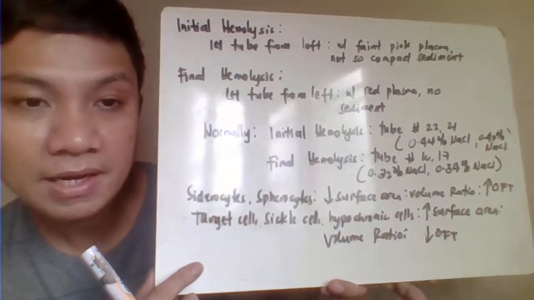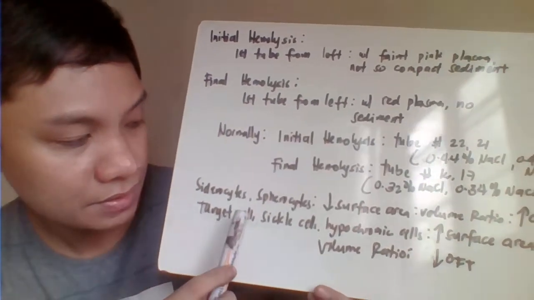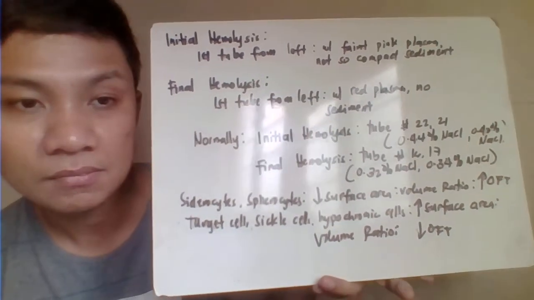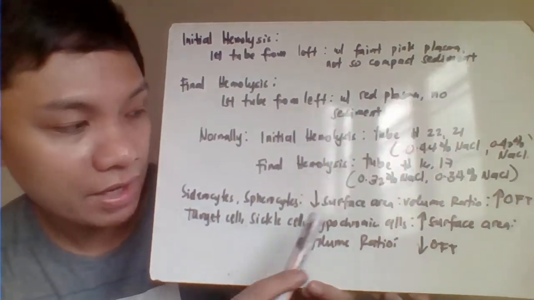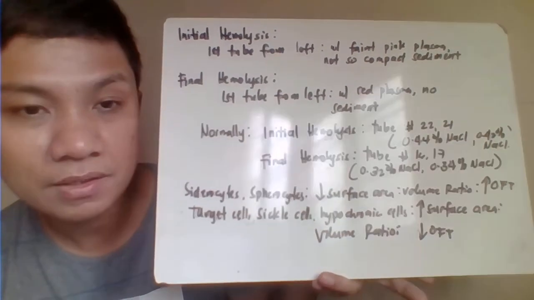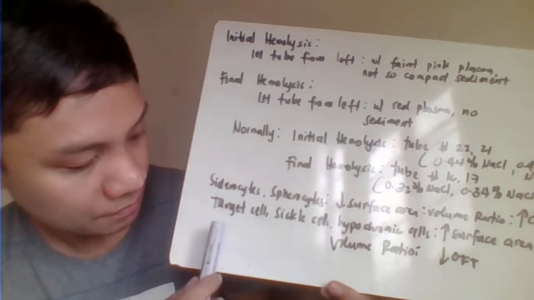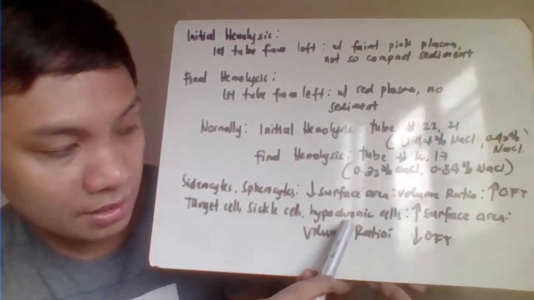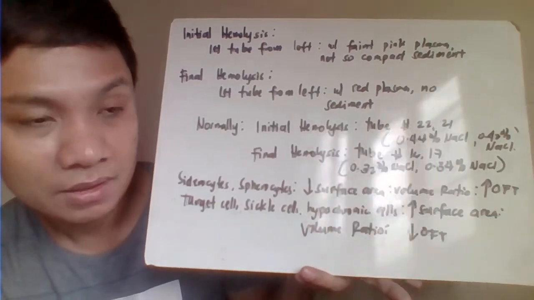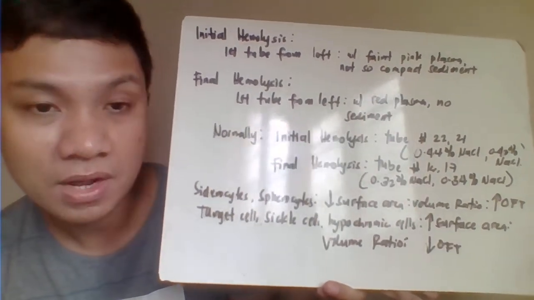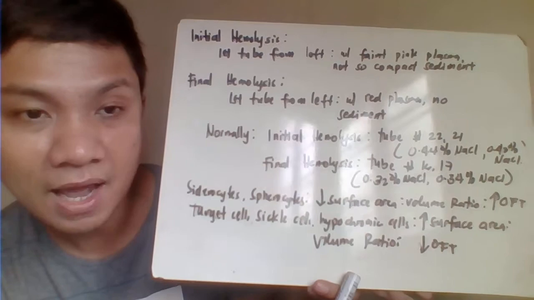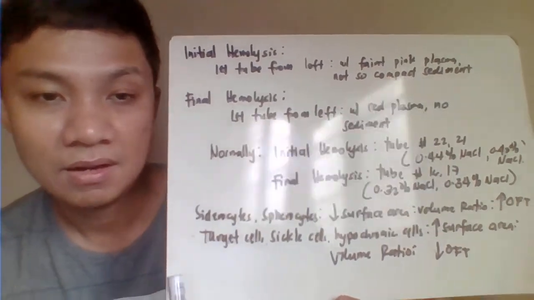Okay, then we have here the clinical correlation. Siderocytes and parasites are characterized by decreased surface area to volume ratio, which would decrease your osmotic fragility test. Target cells, sickle cells, and hypochromic cells have an increased surface area to volume ratio and are characterized by decreased osmotic fragility. Okay, thank you.